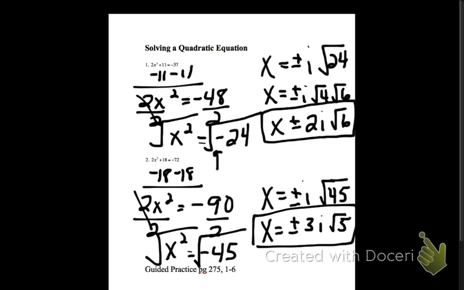The answer to number 1 should be plus or minus i root 13. Number 2, plus or minus i root 38. Number 3, plus or minus 2i root 2. Number 4, plus or minus 2i root 7. Number 5, plus or minus 2i root 2. And number 6, plus or minus i root 6.